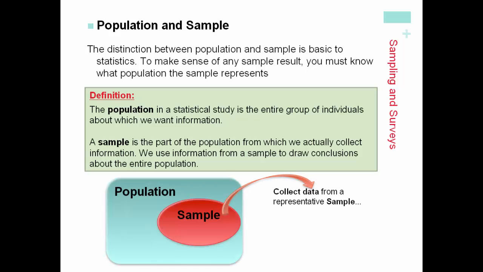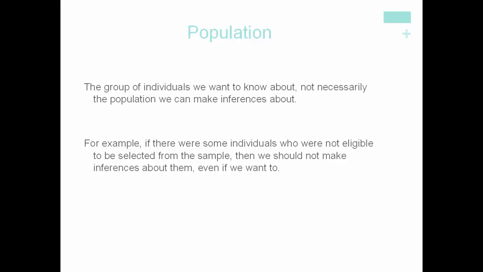So we collect data from a representative sample and then make an inference about the population. The population then, as a side note, is the group of individuals we want to know about, not necessarily the population we can make inferences about in every case. For example, if there were some individuals who were not eligible to be selected for the sample, we would not or should not make inferences about them, even if we want to.